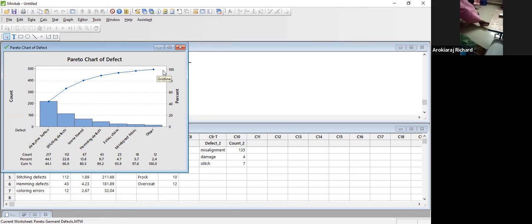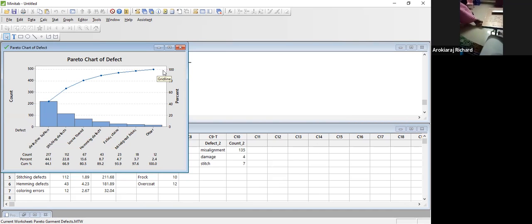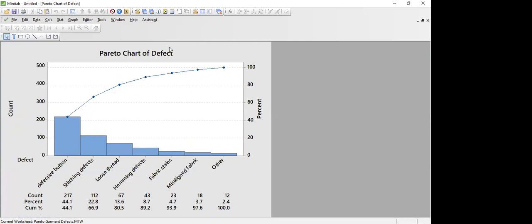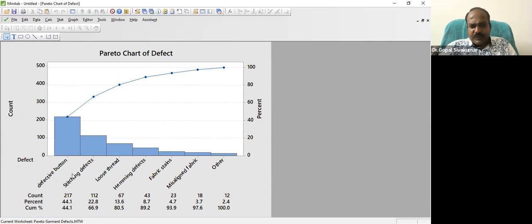Defective button, stitching defect. Yes, one more. Loose thread. Yeah, loose thread. So these 3 account for 80.5%. If you attack the first 3 problems, 80% of the rejections will come down. This is the advantage.